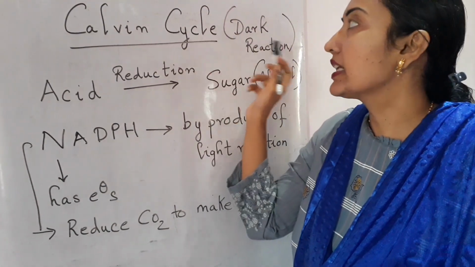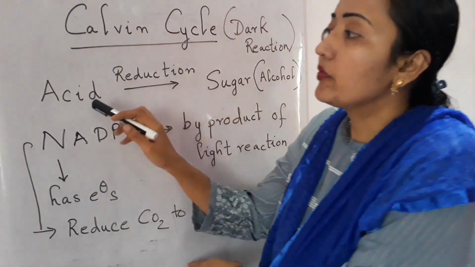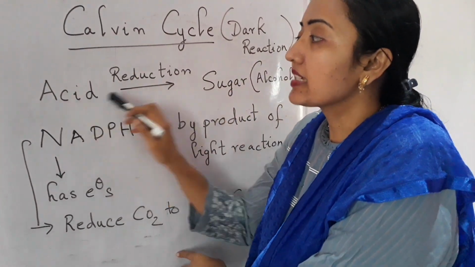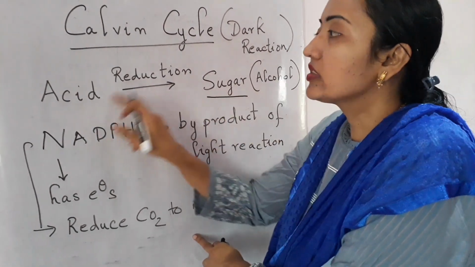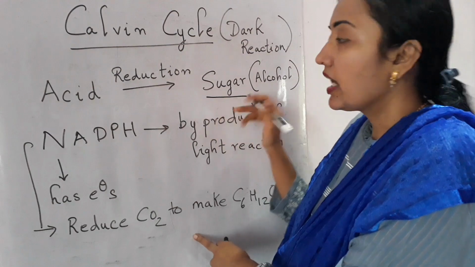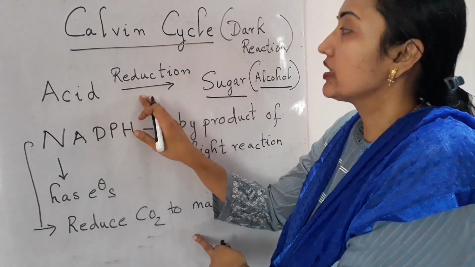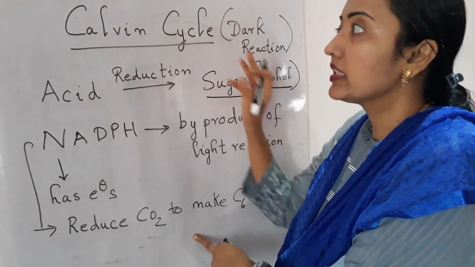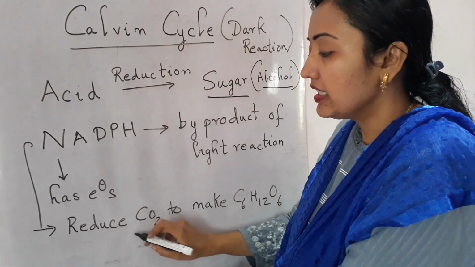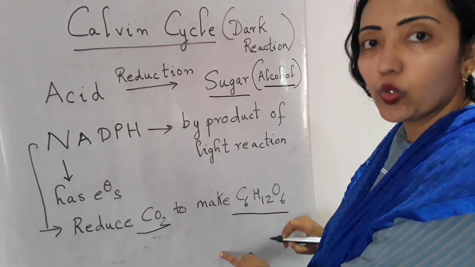The Calvin cycle is the dark reaction. We know that whenever an acid is reduced, it produces a sugar, and the sugar has an alcohol group in it. Similarly, in the Calvin cycle, carbon dioxide undergoes reduction to form glucose.